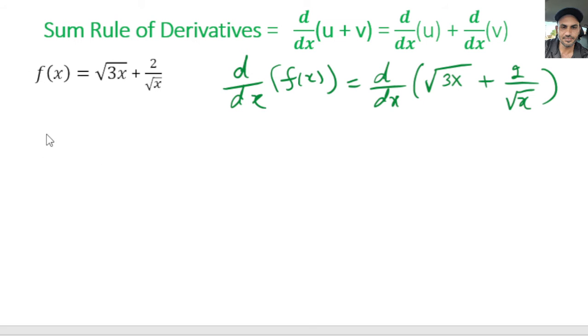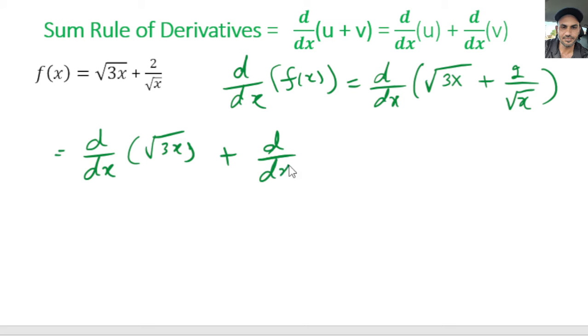Okay. Now we are going to go ahead and simplify this. I'm going to write them separately, independent, as the derivative of each term in the summation. So we have this equals d over dx of square root of 3x plus d over dx of 2 over square root of x. Okay. Now we can go ahead and solve this.